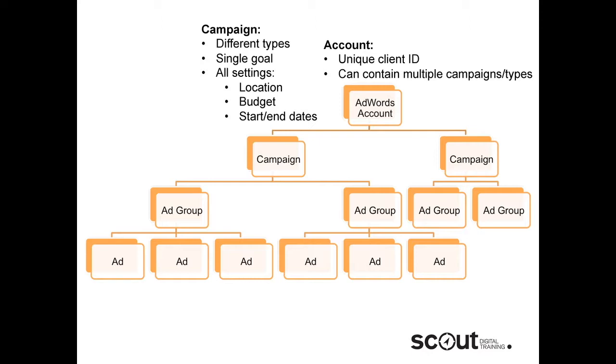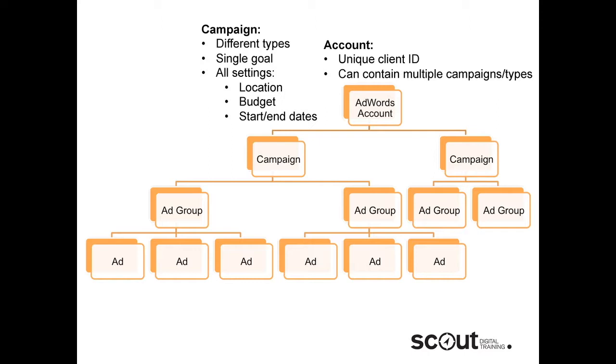So each campaign, as we talked about, should have its own individual goal, and it's going to have a single campaign type as well. So it's either going to be a search campaign or a display campaign or a video campaign or a shopping campaign or a universal app campaign. And you can have multiple versions of those campaigns as well. So you may just run search campaigns and have multiple search campaigns.